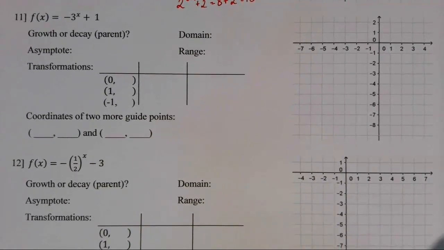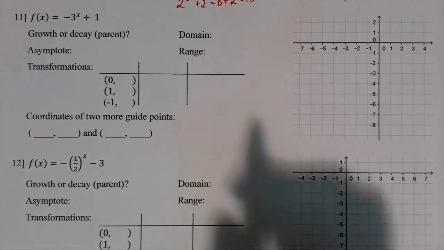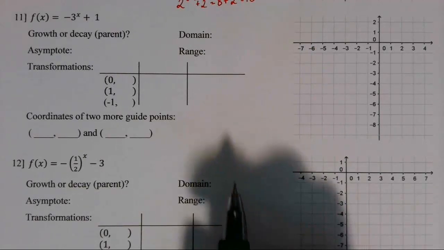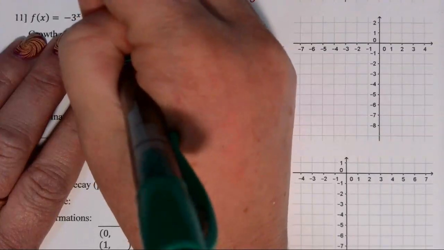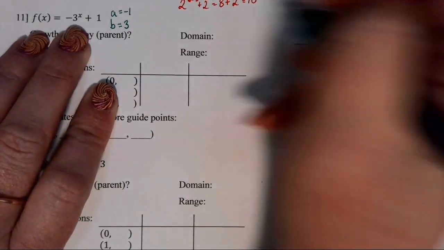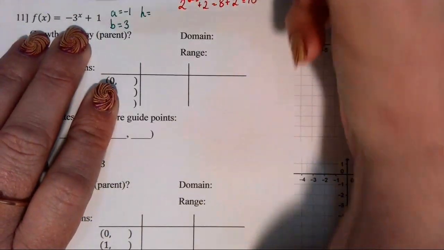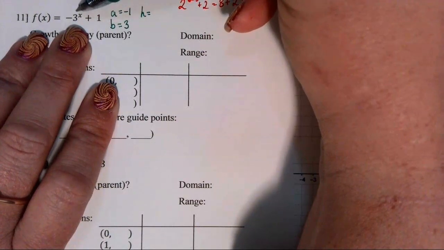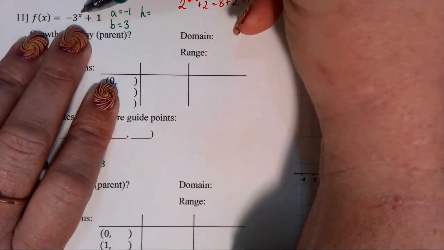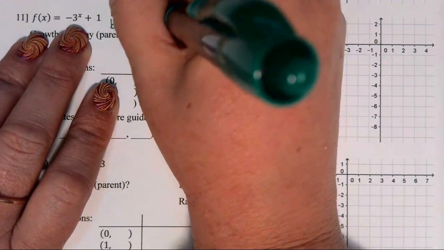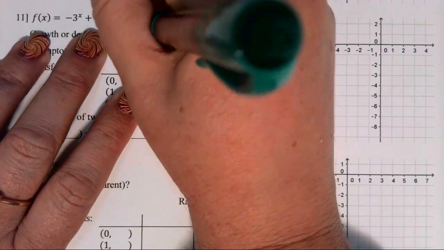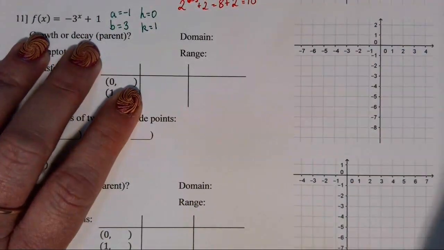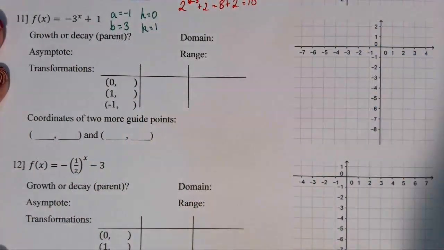Okay, looking at number 11 on the practice worksheet for graphing exponential functions, we've got an a of -1, a b of 3, the base is 3, the h, because this is x minus h and we don't see anything up there in the exponent, that means the h is 0 because x minus 0 is still x. And then the k is the constant being added to the end, which is a positive 1.